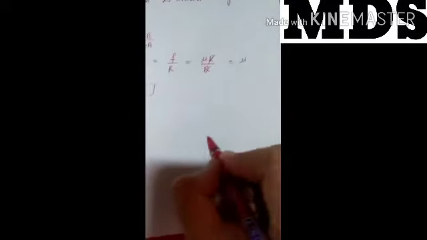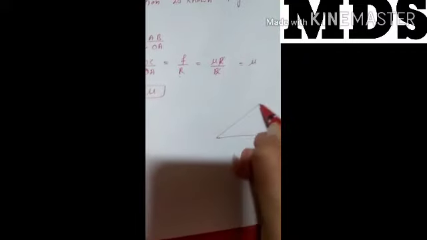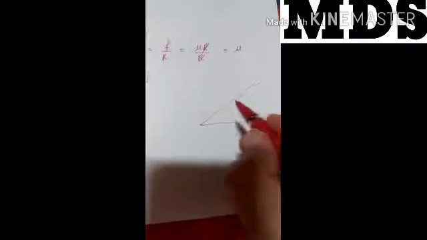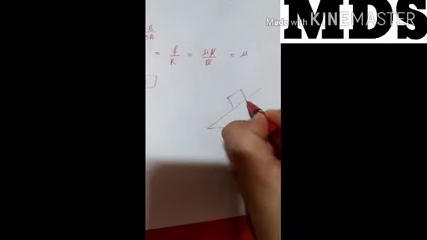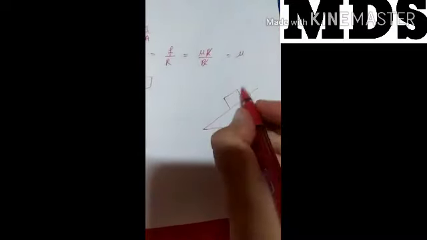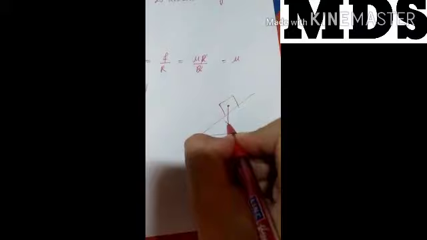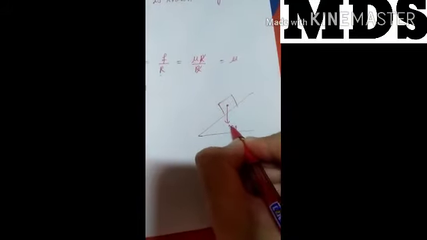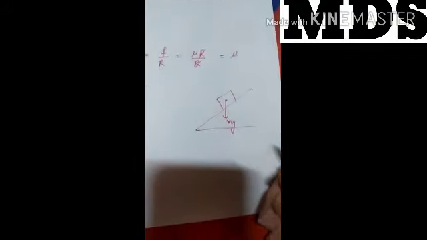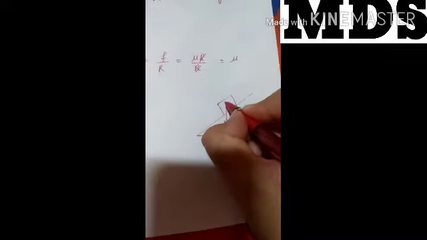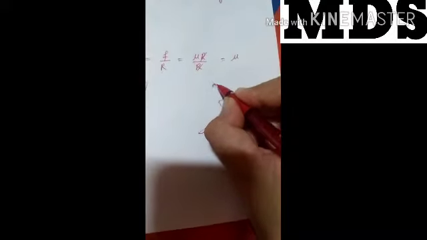How will we find it? Let us take an inclined plane. On the inclined plane we keep an object. Here we have taken the object, and the total weight of the object, in any shape, acts vertically downward, that is mg in this direction, and another force acts vertically upward, that is the reaction.